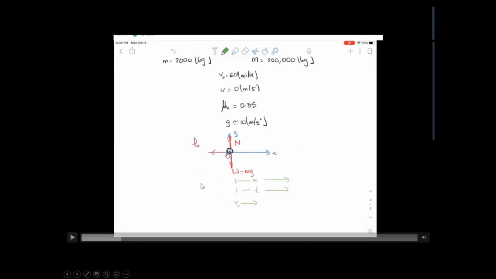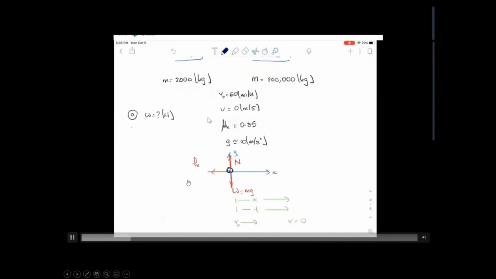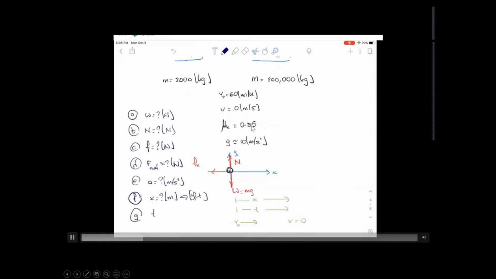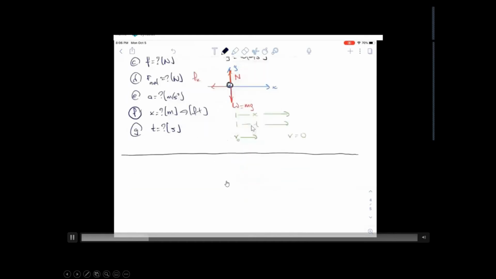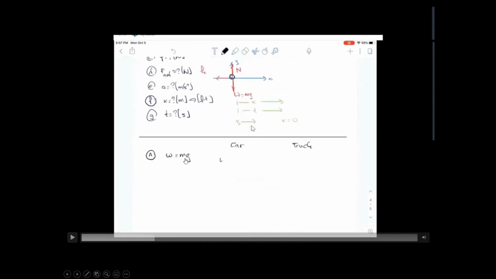Then I'm setting these things up. So here's the mass, the weight, the normal force. Friction is going to be opposing the motion, force of friction. All right, so we'll figure out the weight, the normal force, the frictional force, the net force, acceleration, the distance that it's going to skid, and the time it takes for it to skid that distance. Here's the weight formula. You know, the car and truck is still going to weigh 100 times more.